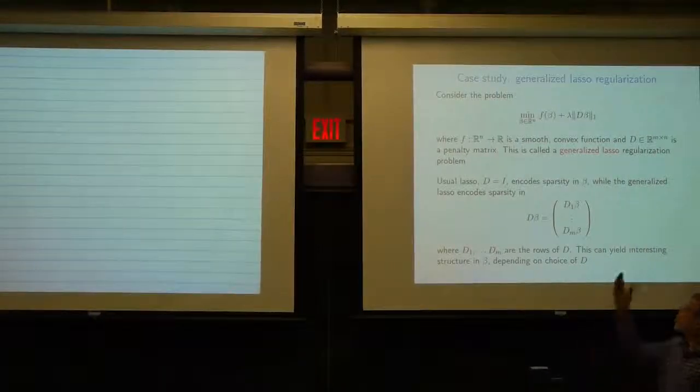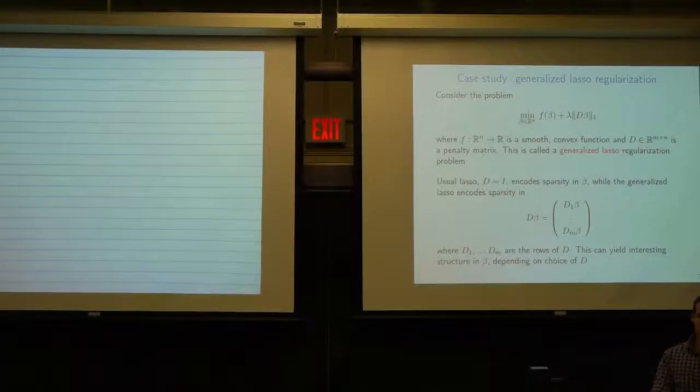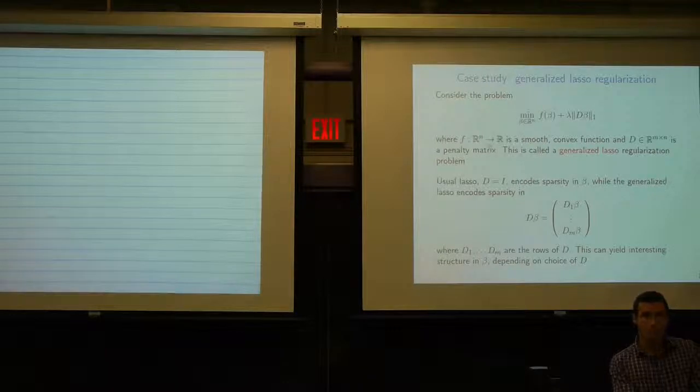I'm a statistician by training, so I'm going to use beta as the optimization variable. We minimize f of beta plus some tuning parameter lambda times the L1 norm of the vector D beta. Okay, so f we're going to assume is a smooth and convex function, and D is a fixed matrix that is specified ahead of time. We're just optimizing over beta, and D has m rows and n columns.